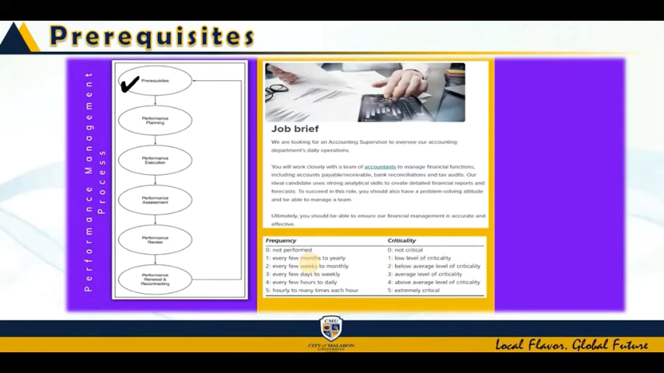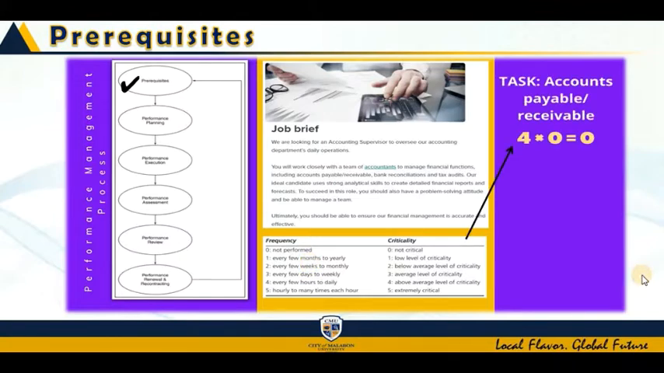And for criticality, 0 means not critical, 1 a low level of criticality, 2 a below average level, 3 the average level, 4 an above average level, and 5 is extremely critical. Now, rating both frequency and criticality is necessary. Why? Because some tasks may be performed regularly. Take an example task of the accounting supervisor: the task is about accounts payable and receivable. Let's say we have 4 for frequency. Why is it 4?